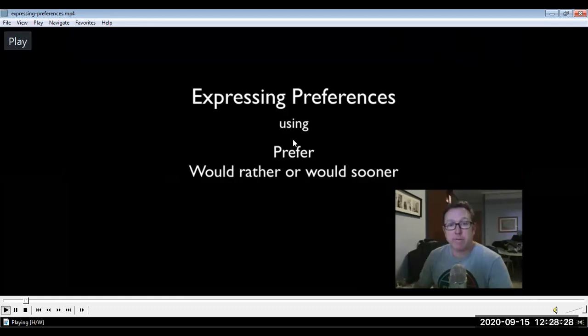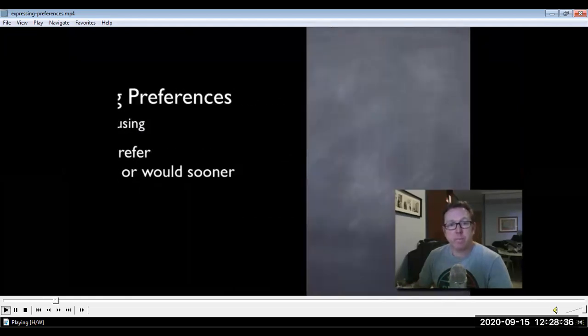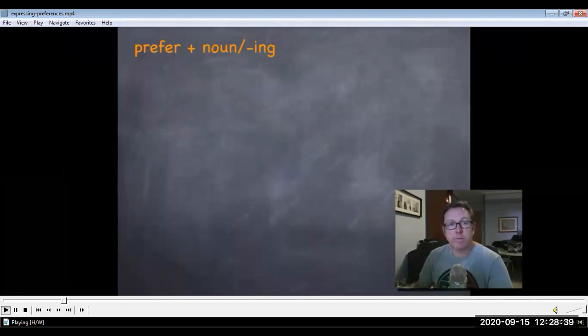About expressing preferences using prefer or would rather or would sooner. Okay, now we'll go straight to the blackboard and we can see that we are going to use prefer plus a noun or ing. So this is the first rule, or you can say the first structure, how you can make a preference. So you will start your sentence with the subject, then you will use the word prefer, and then you will use one of these forms, and you can use noun or you can use ing form of the verb. So have a look at the examples followed by this.